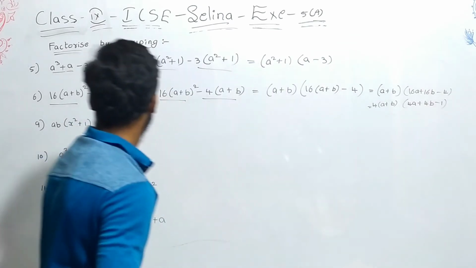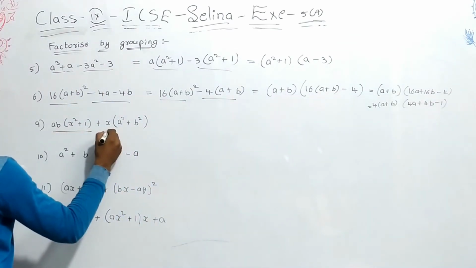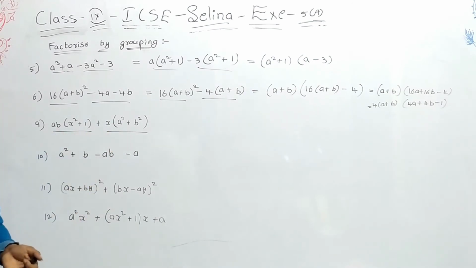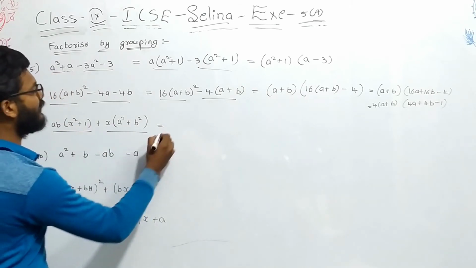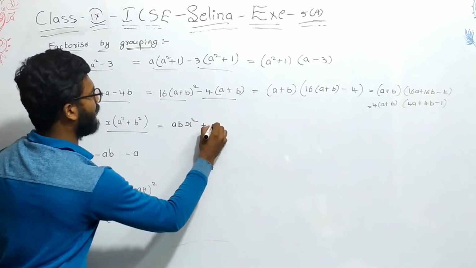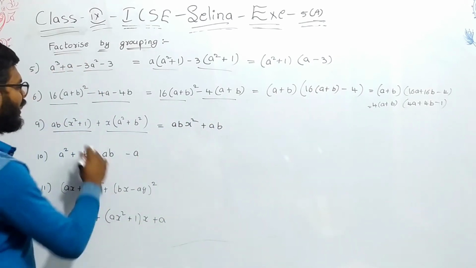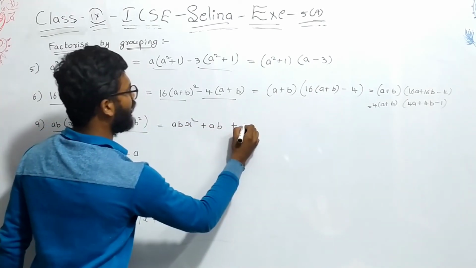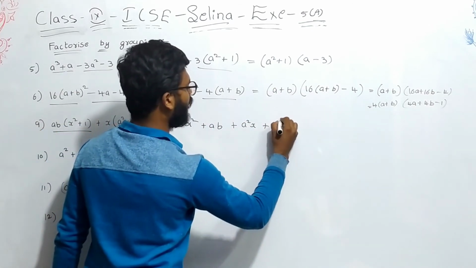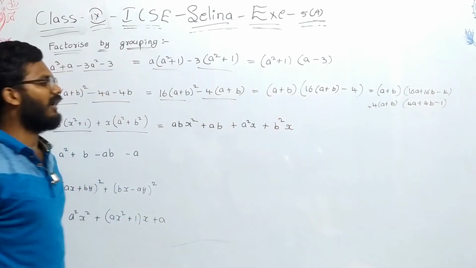Next. See here. If you observe, there are no groups directly, right? So, we can do one thing. First, multiply this, what will we get? AB x square plus AB, right? In the same way, if you multiply this, what will we get? A square x plus B square into x. It is B square x, right?